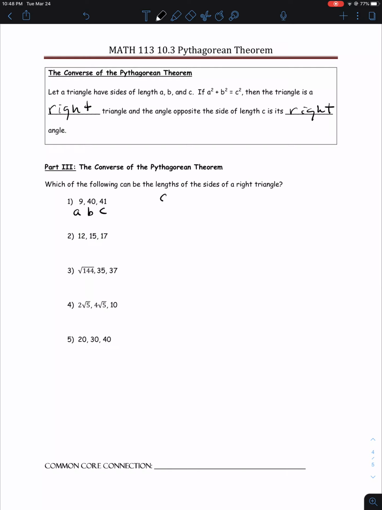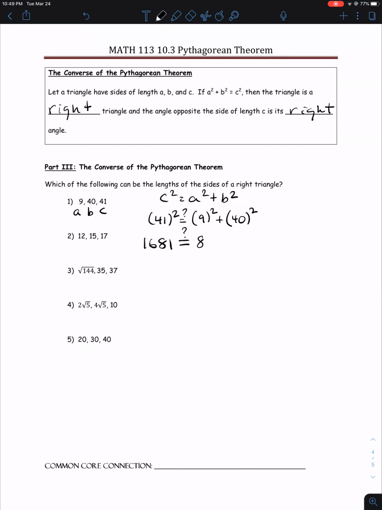So I get c squared equals a squared plus b squared, so 41 squared. Because I don't know it's true yet, I'm going to put a little question mark in between them to let me know it's possible they're not equal. So 9 squared plus 40 squared. Plugging these into the calculator real quick, unless you happen to know what 41 squared is off the top of your head, 41 squared is 1,681. And again, question mark.